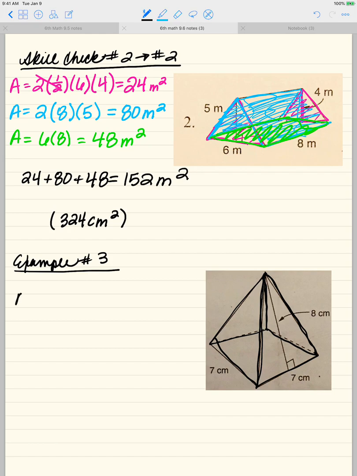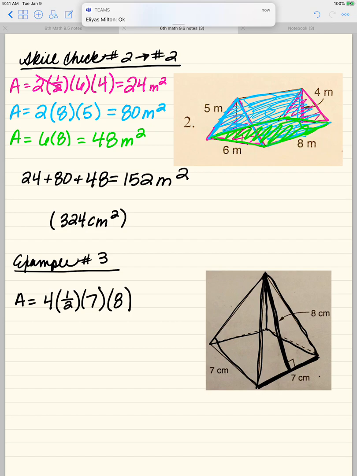Okay, so the area of our 4 triangular faces is going to be 4, because there's 4 of them, times 1/2 base times height. What is the base of the triangle? The base is 7, and the height of this triangle is right here, 8. Okay, so we have 4 times 1/2 times 7 times 8. 4 times 1/2 is 2. And then 2 times 7 times 8 is 112. So the surface area of all 4 of our triangular faces is 112 centimeters squared.